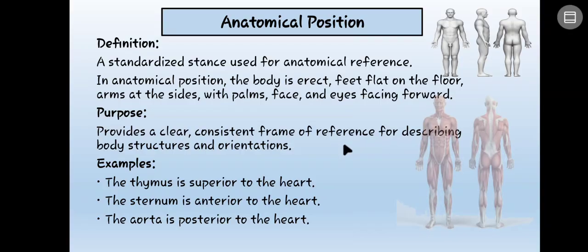This is what we call anatomical position. In fact, anatomical position is very important because it gives anatomists and health practitioners all over the world a clear and consistent frame of reference for describing body structures and orientation, so that how someone would describe the location of the heart in the United States of America wouldn't differ from how the heart location would be described in the United Kingdom. It will be the same.